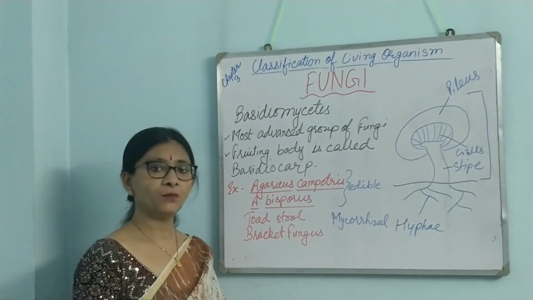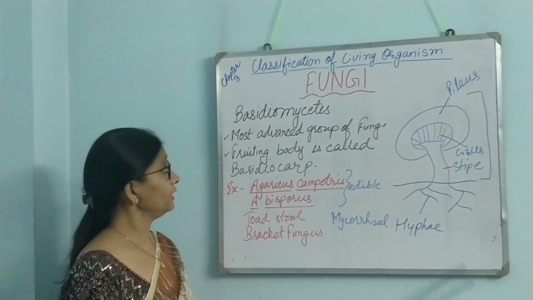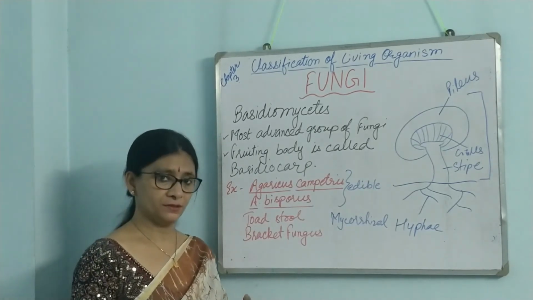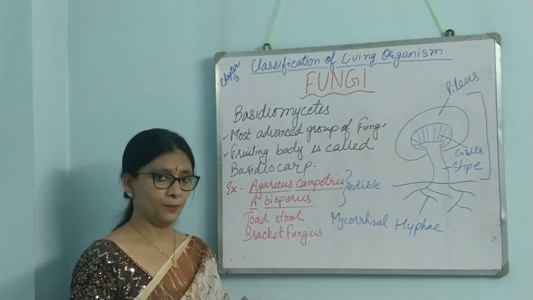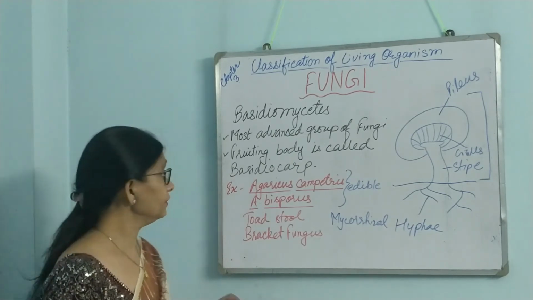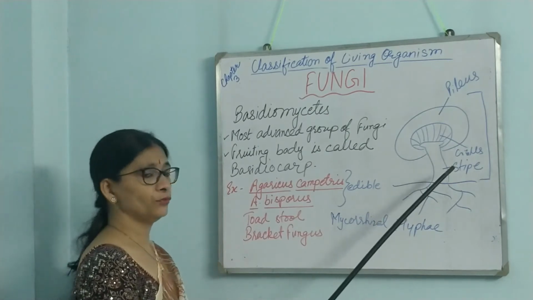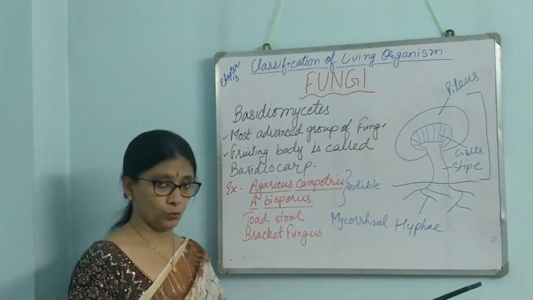Yes class, now we have come to the last of our fungal classification, and that is Basidiomycetes. This group is the most advanced group of fungus. This is known as club fungi. Now let us see the characters. The fruiting body is called basidiocarp. The fruiting body is most prominent in this group.